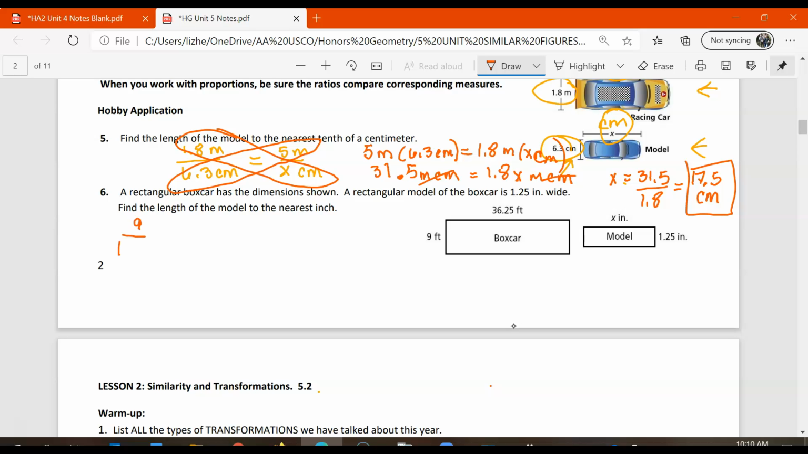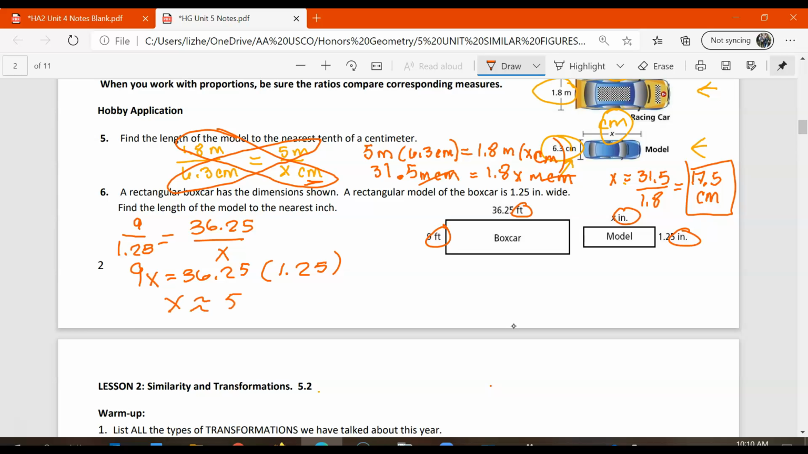9 is to 1.25 as 36.25 is to x. As long as this is feet and feet and this is inch and inch, I don't even need to deal with my units. So I'm going to say 9x equals 36.25 times 1.25. So therefore, if you do the math, x is going to be about 5 inches. And there you have it.